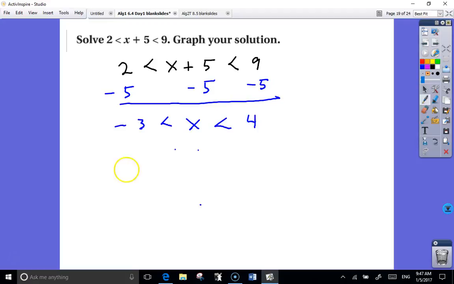Okay, they said to graph it, so we will graph it. Right, it's got a negative 3 on the left, positive 4 on the right, open circle on both, shading in the middle.